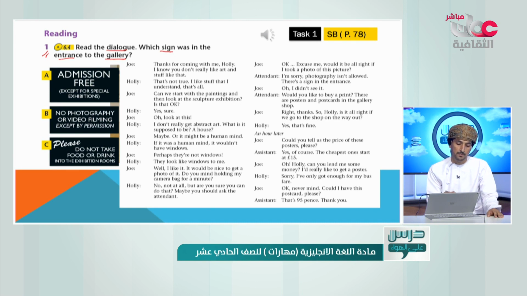We have here 3 signs, A, B, and C, and I want you to find out which one is correct. First one, admission free, except for special exhibition. And number 2 or B, no photography or video filming except by permission. And C, please don't take food or drink into the exhibition rooms. Which one was in the entrance to the gallery? Now listen and try to find out.